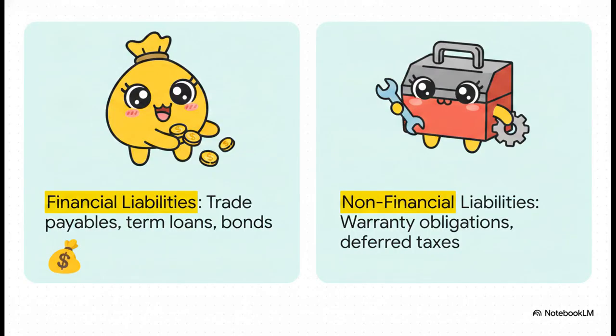Now pay close attention, class, because here is a classic exam trap that catches students literally every single semester. Look at true financial liabilities first. Things like trade payables, term loans, bonds. Why are they financial? Because you owe cash. But compare those to warranty obligations, deferred taxes, or unearned revenue. Those are non-financial liabilities. Why? Well, with a warranty, you owe your customer goods or repair services. You don't actually owe them cash. So always ask yourself, am I paying this debt with cash or with a service?